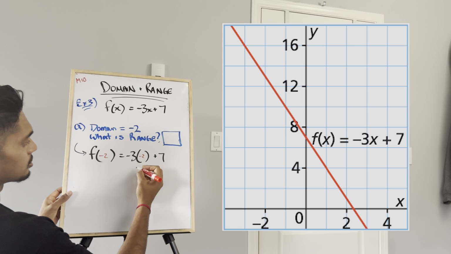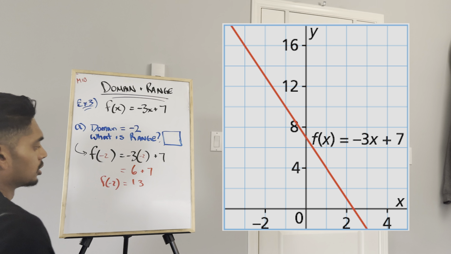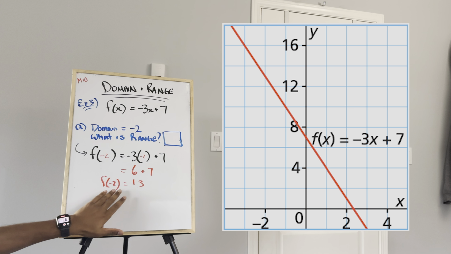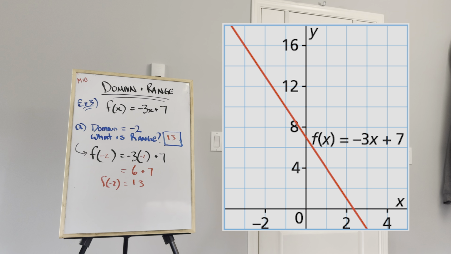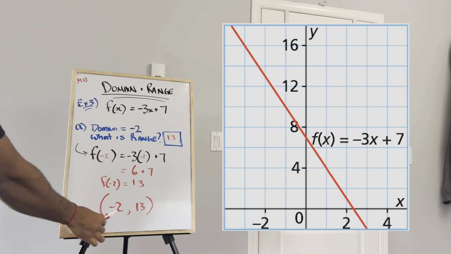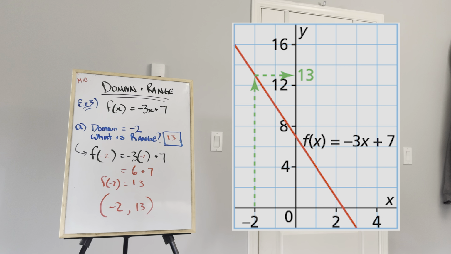Now let's solve it. The function when the domain is -2 will equal 13. That means the y value for the range will be 13. AKA, we just found the coordinate when the x is at -2. We found out that y is 13. Let's do solution number 2.